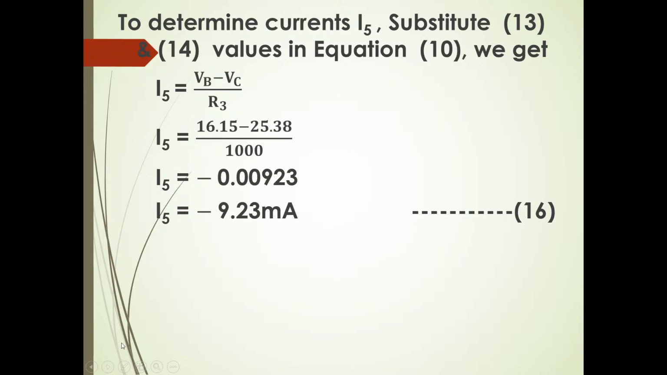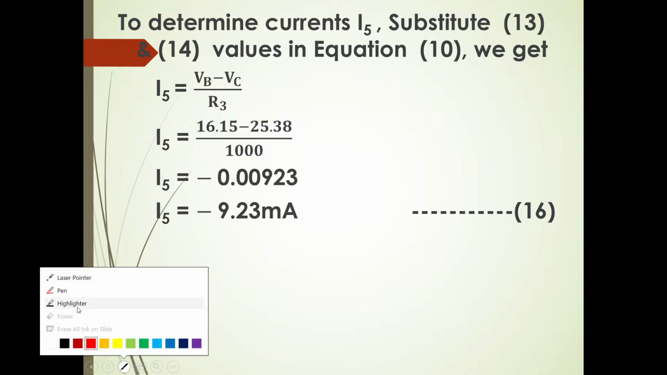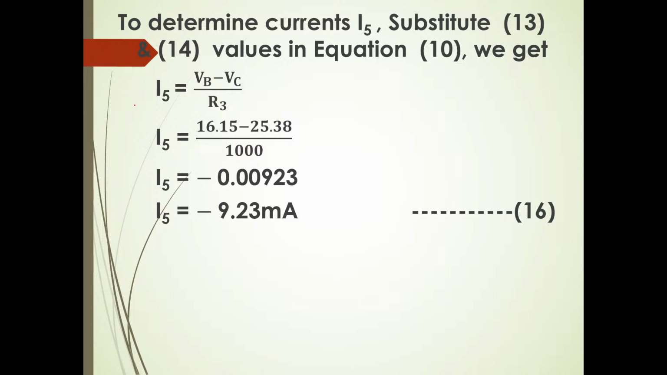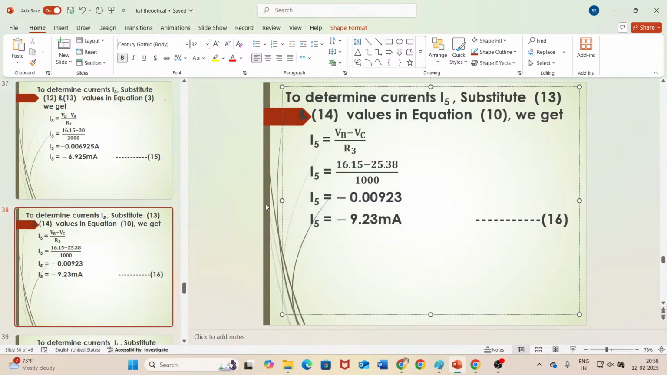We already know the I5 current equation. I5 is equal to what? VB minus VC by R3. What is the VB value? Just now we have calculated: VB is 16.15 and VC is 25.38, divided by the R3 value, 1000. Simplify it using the calculator. What do you get? Minus 0.000923.